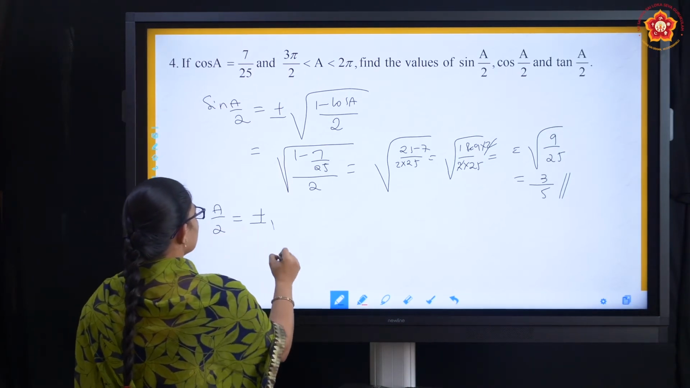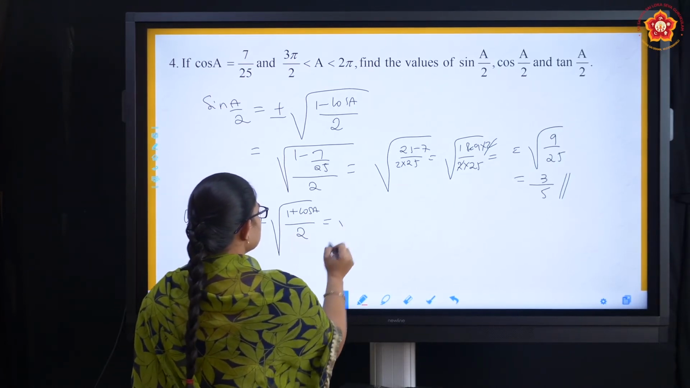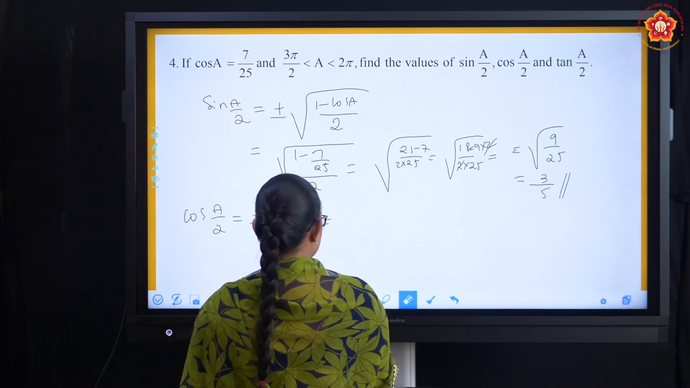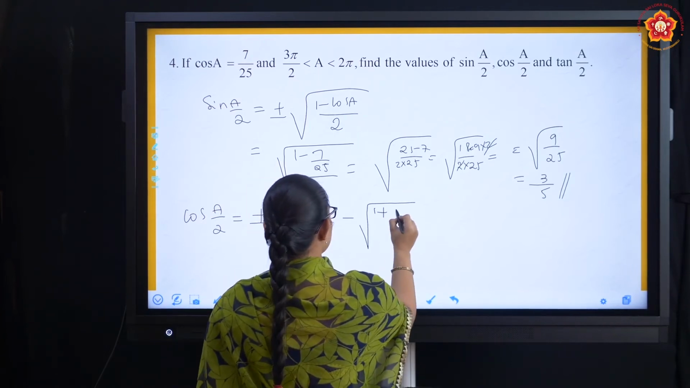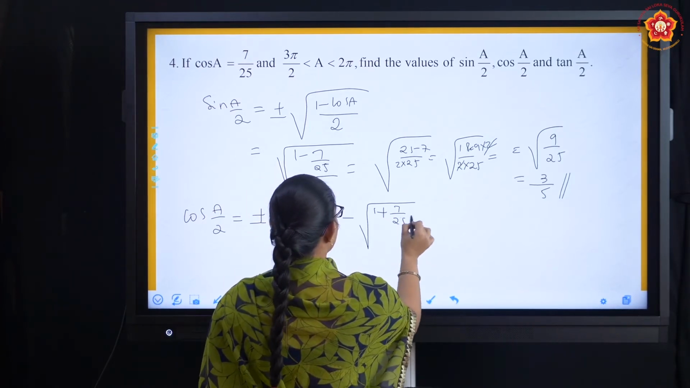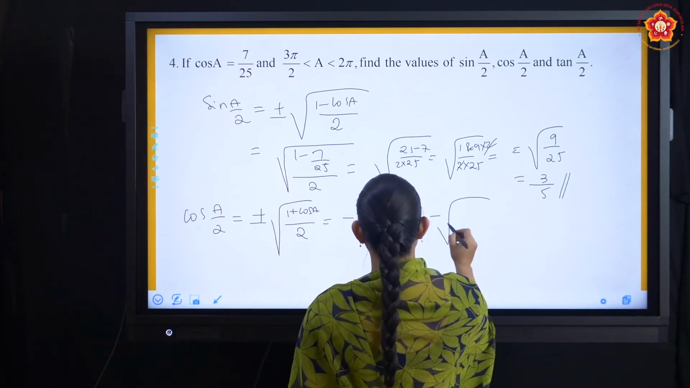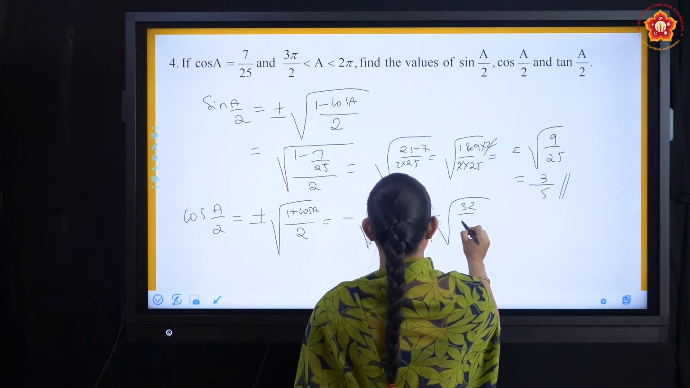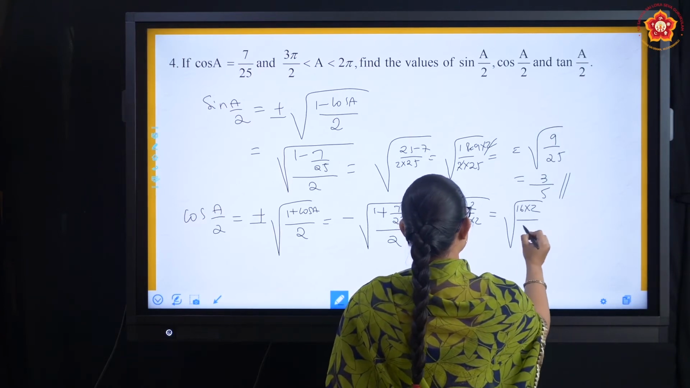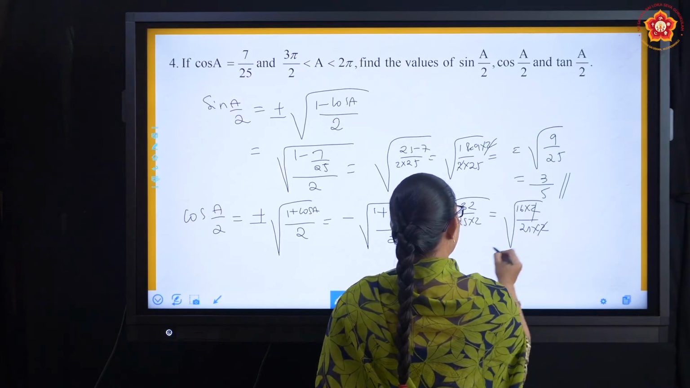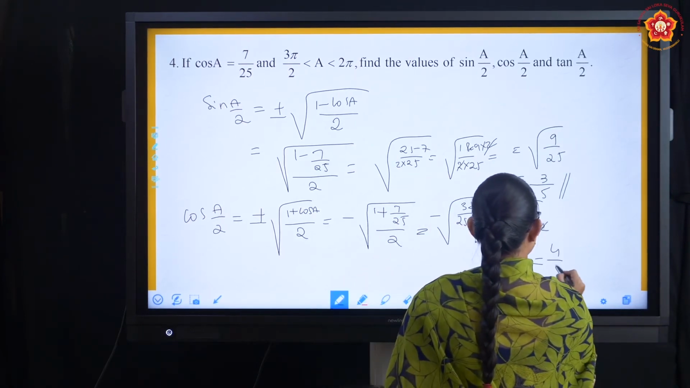Cos A by 2 is plus or minus square root of (1 plus cos A) divided by 2. Since A by 2 is in the second quadrant, cos is negative, so we consider the minus. So minus square root of (1 plus cos A, which is 7 by 25) divided by 2, which is nothing but square root of minus (25 plus 7, that is 32 by 25) into 2, which is nothing but 16 into 2 by 25 into 2. So we have root of 16 by 25, which is equal to 4 by 5.